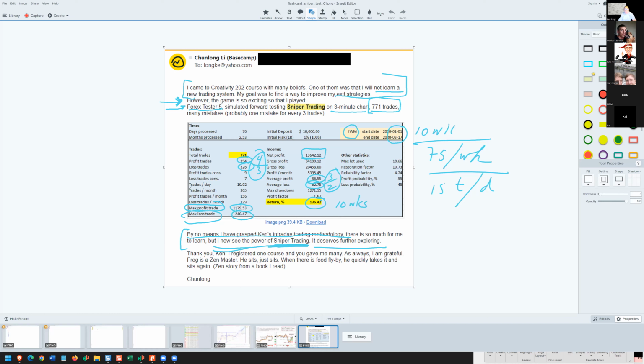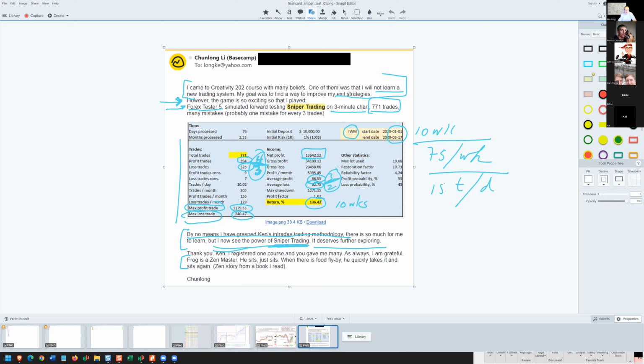So everybody that was in the creativity course just got the sniper trading system as my gift, because they were the first ones in and were willing to take the risk on taking a workshop that was geared towards creativity itself rather than just technical trading. So I wanted to respect the risk and give him an unforeseen payoff.